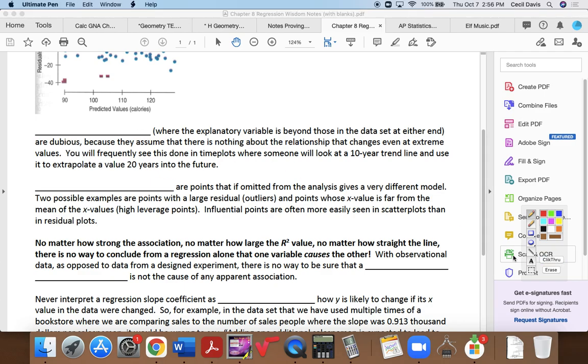Extrapolation. How do you spell that? Extrapolation. That actually didn't help as much. Polation? Pollution. See, I was going to say polation. Extrapolation. That's where the explanatory variable is beyond those in the data at either end. Most of the time it's on the high end, but it could be on the low end as well.